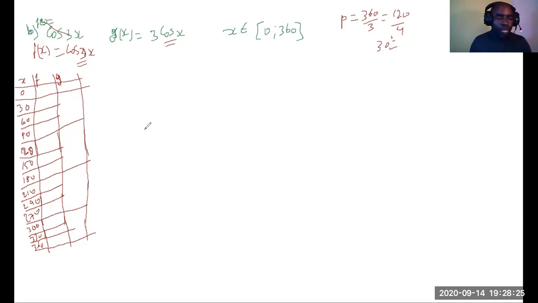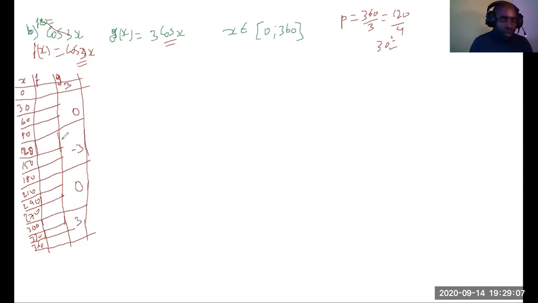Yes. Now let me start with g, which would give me here 3. Then at 90, I've got a 0. Then at 180, negative 3. At 270, 0. And at 360, 3.